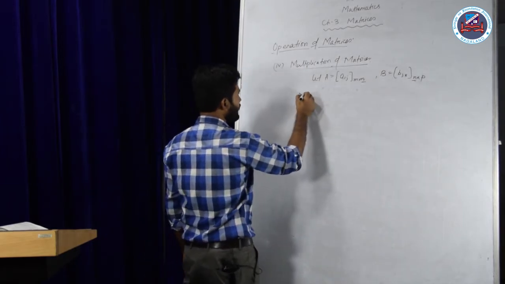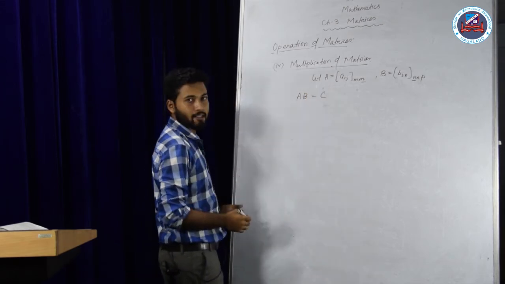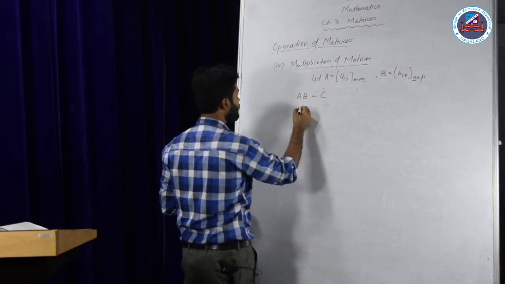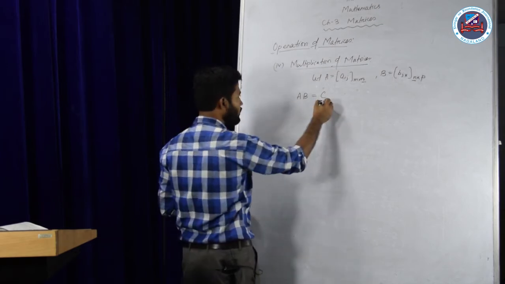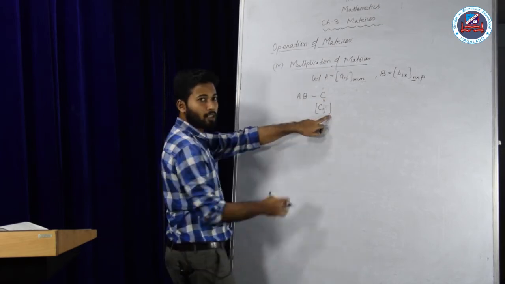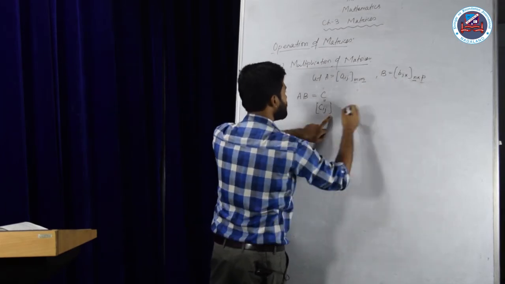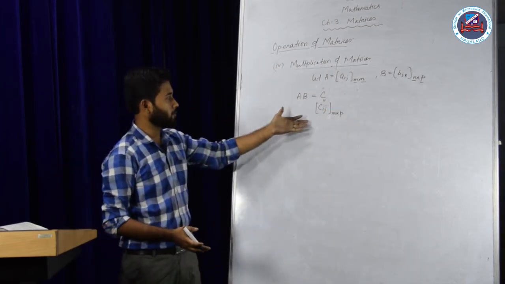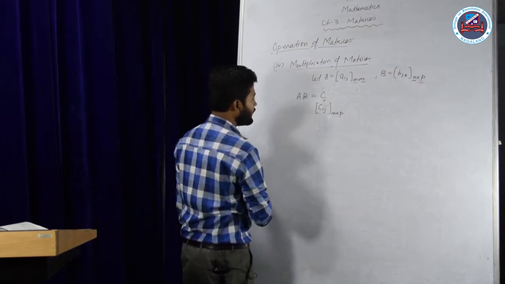So the multiplication AB will give me some C, a new matrix, and the elements will look like Cij. Okay? Or this matrix will look like some Cij, with what will be the order now? Here the order will be m cross p. When I solve the examples, then you will be clear about that. So here the order will be m cross p.